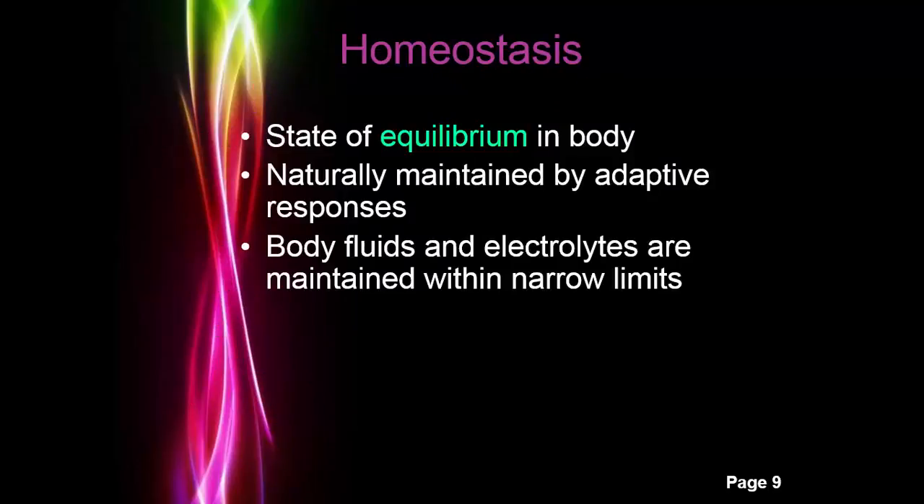Homeostasis is the state of equilibrium in the body. It is important to maintain equilibrium, which is homeostasis of fluids and electrolytes, so the body can function normally. This is naturally maintained by adaptive responses in the body. Body fluids and electrolytes are maintained within a narrow limit within the body. The maintenance of electrolyte homeostasis is controlled by dietary intake and kidney output.